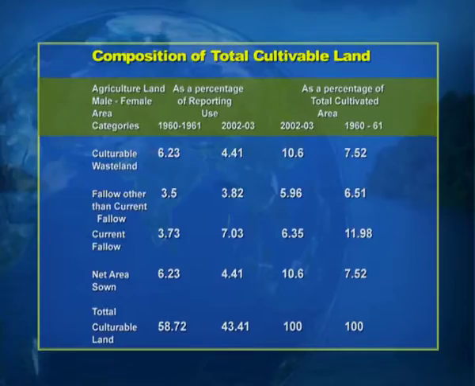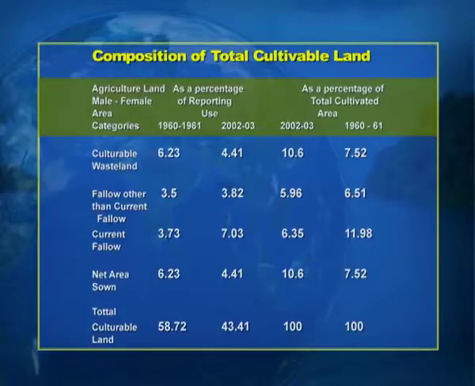Now, on the screen you can have a visual of the composition of the total cultivable land. So, all the categories are given over there, and for the different years the comparison is being done. If you look at the last column of the table, that is the percentage of the total cultivated area for the years 1960-61 and 2002-03. You can see how much change we can review on the table for these two sets of years.